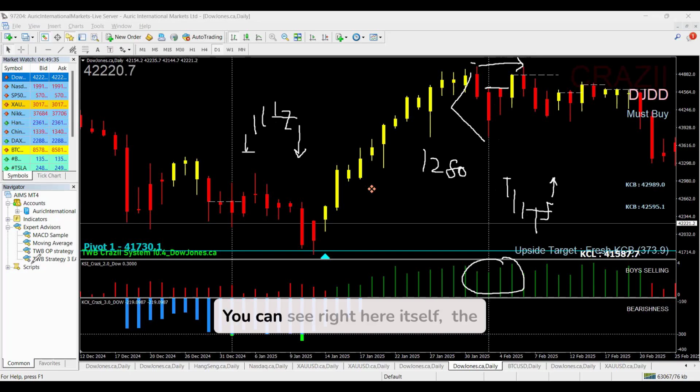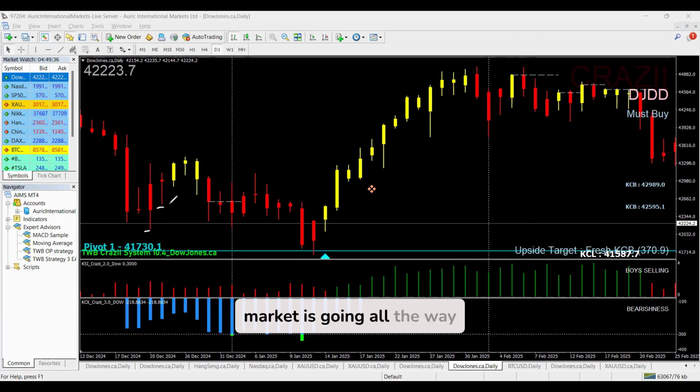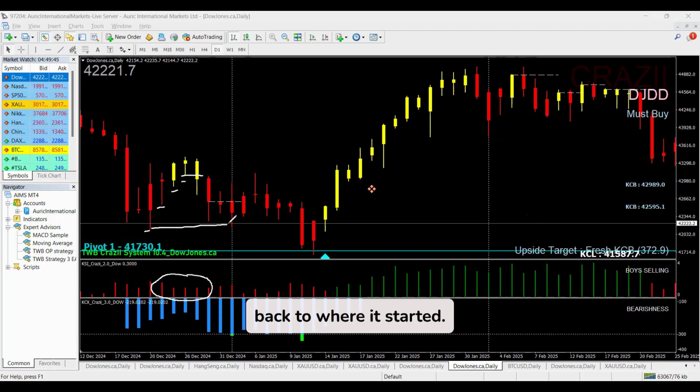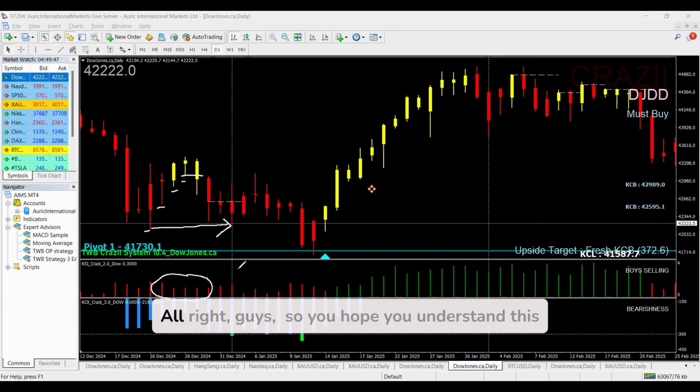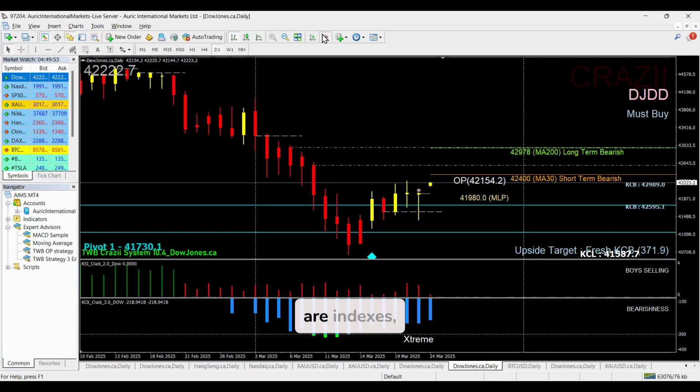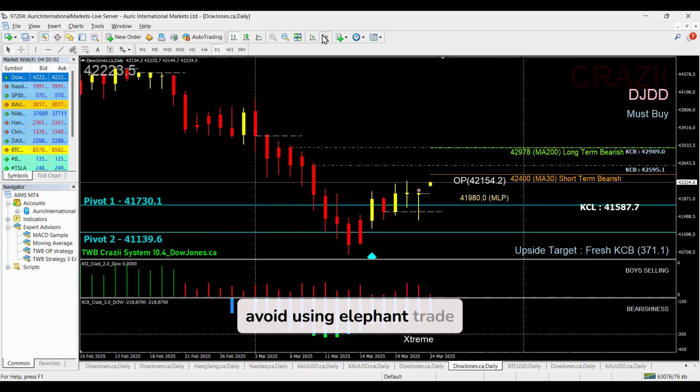Same idea. You can see right here the market was going all the way up, then the KSI stays red. Once the market breaks the previous low, it will go back to where it started. Amazing. All right, guys, I hope you understand this elephant trade setup, and you can utilize it on different markets as long as they are indexes, commodities, or forex. For stocks, it's not as good, so avoid using elephant trade on stocks.